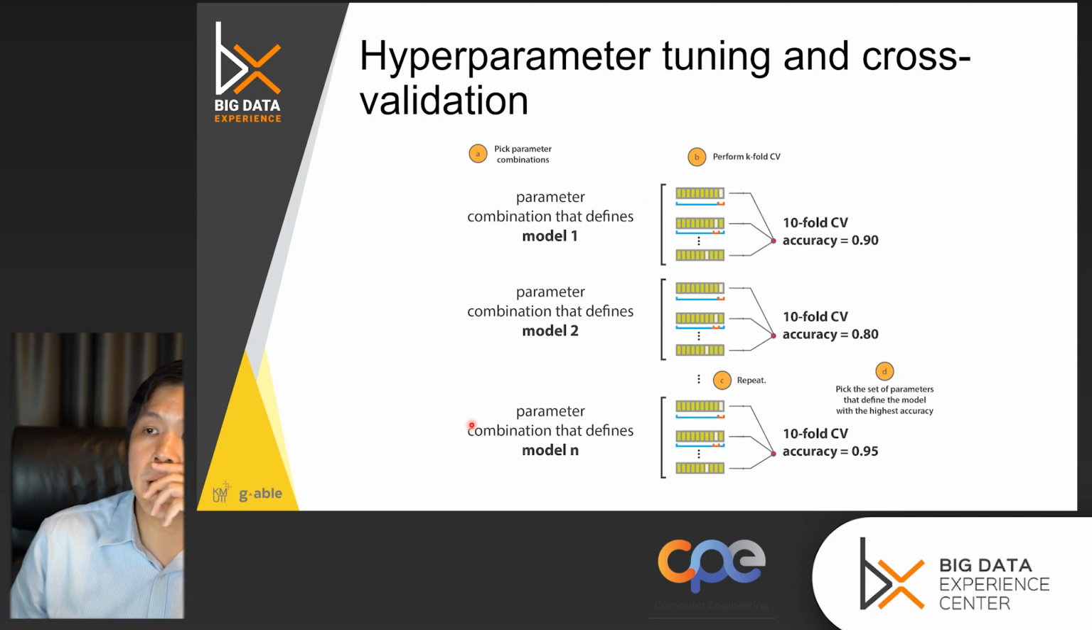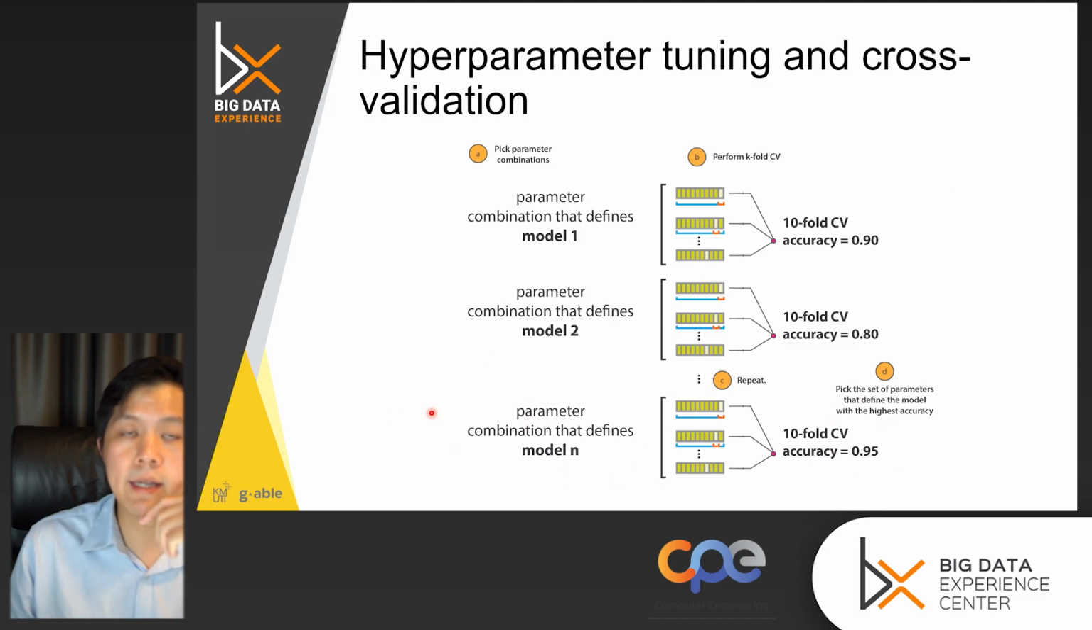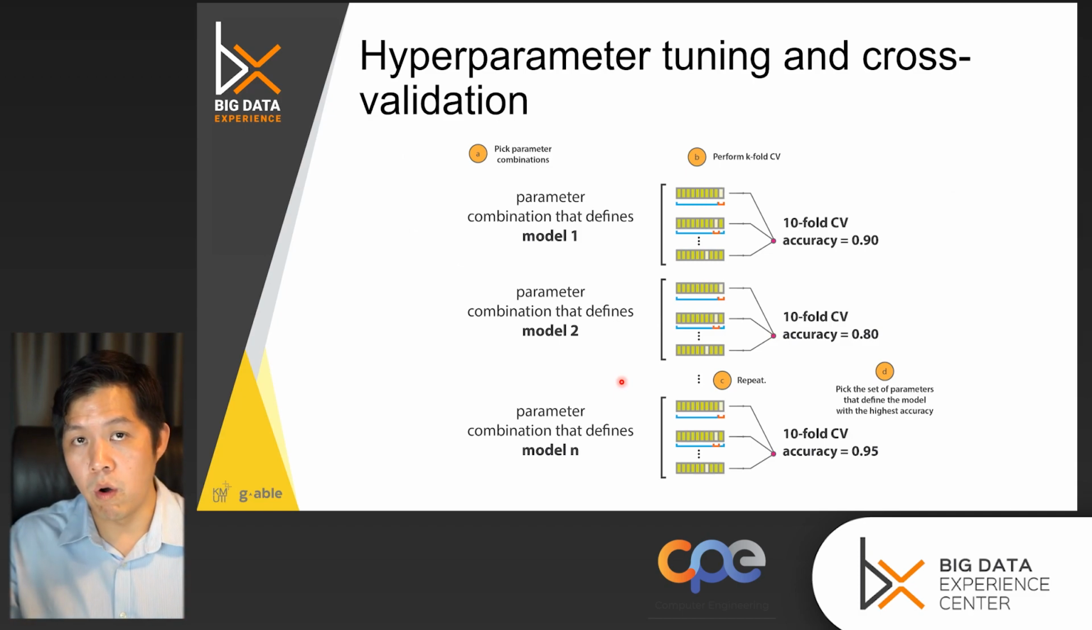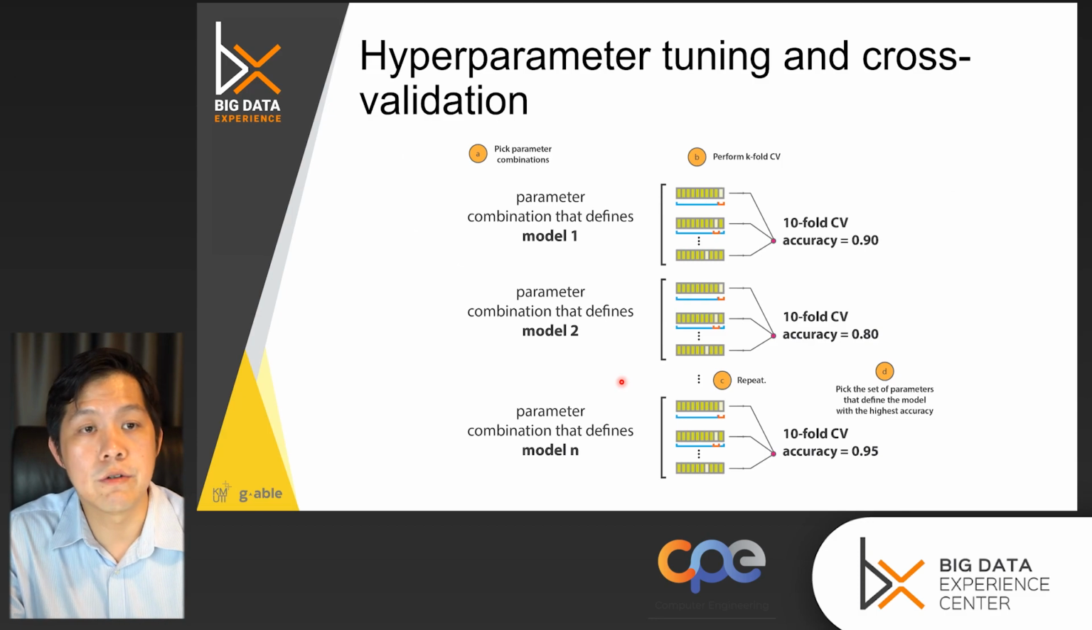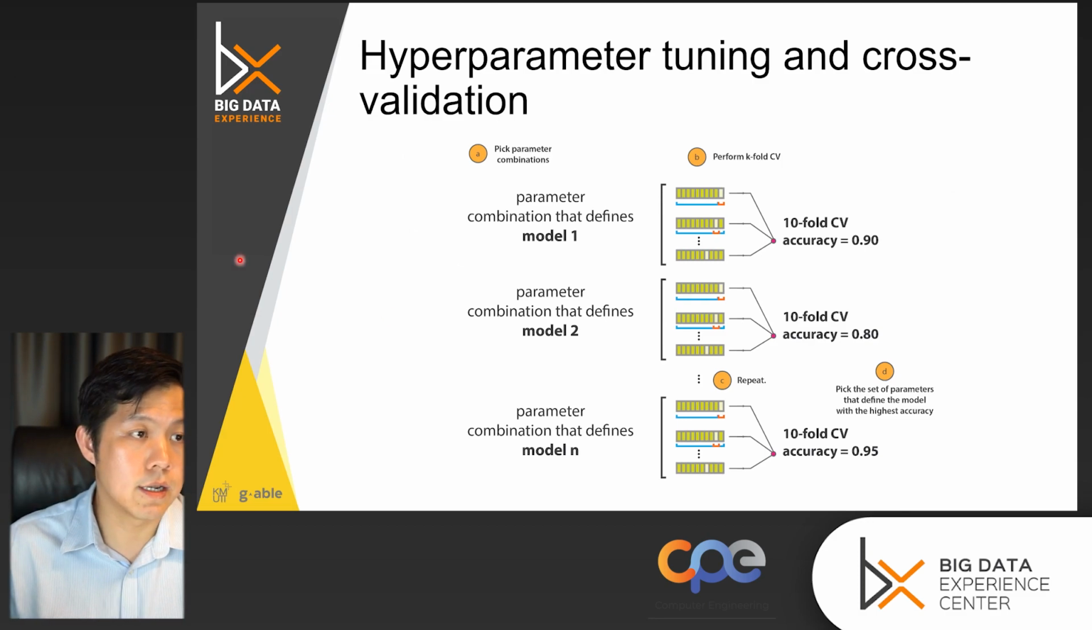Okay, so to do that, we need to have multiple instances of the model with different parameter combinations. And then for each of these, it has to perform the cross validation. Like this, we have 0.9, 0.8, and 0.95. This is the best version. So we got this one as the best parameter and use this to train the model with the whole training set. And then we can use it to test with the test set.